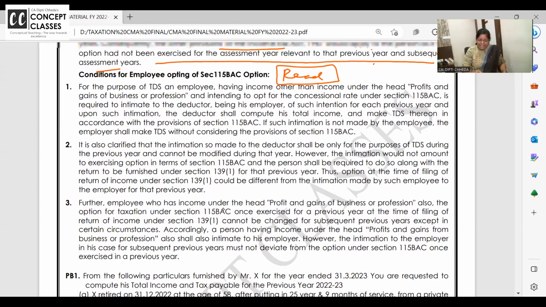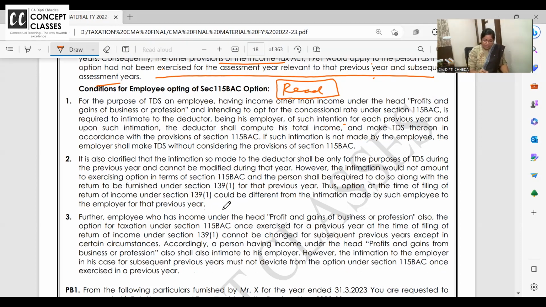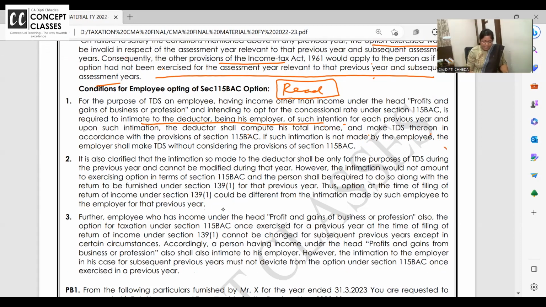For the purpose of TDS, a person having income other than income under profits and gains of business and profession and intending to opt for the concessional rate is required to intimate to the deductor, being his employer, of such intention for the previous year. You know, intimate the employer. The deductor shall compute the total income and TDS as per 115BAC. If such intimation is not made, then the employer will deduct without considering. So, you just intimate in the beginning.